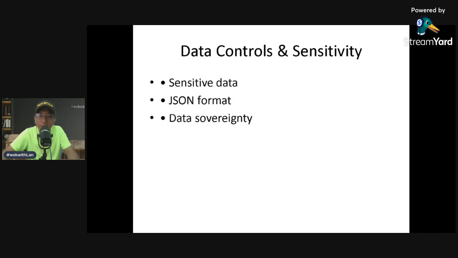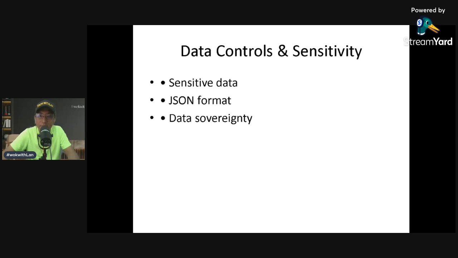Okay, so let's proceed with data controls and sensitivity. Sensitive data is any data that could cause serious harm if it is exposed or if there is a data breach. For example, financial data, such as bank records, financial records, etc. Medical data, personal health information or personal data. Even the grades of the students could cause harm to the students.